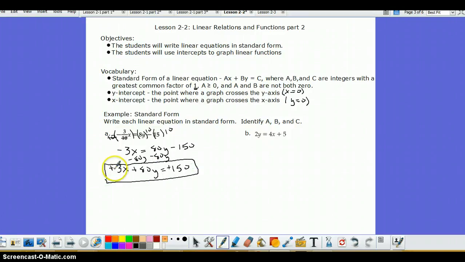So if this is negative, just change all the signs. So since everything had a negative or a minus, I change it all to positive. If this was a plus, it would have become a minus. You'll see that over here.